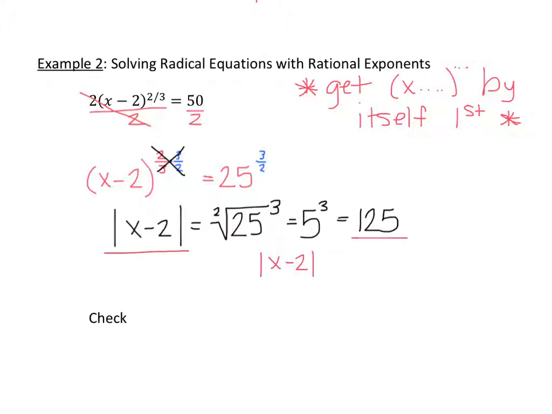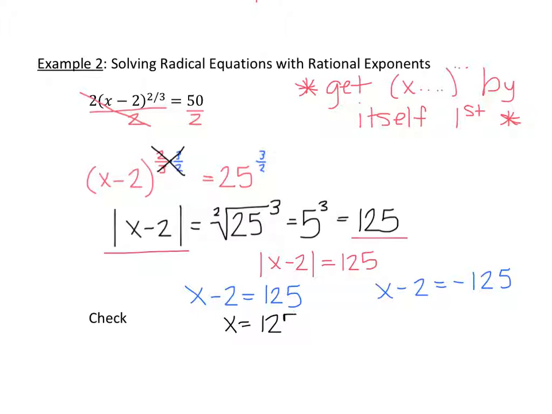What we have to do to make the absolute value go away is we're going to say x minus 2 equals positive 125 or x minus 2 equals negative 125. That's to account for the absolute value. Because we don't know if what was inside equaled a positive number or a negative number. So we're going to have an option of both. Now add 2 for both the problems and we'll get our answers. x equals 127 and x equals negative 123.